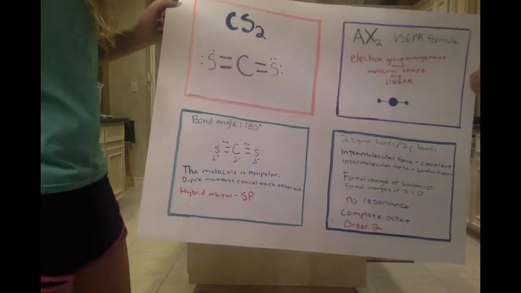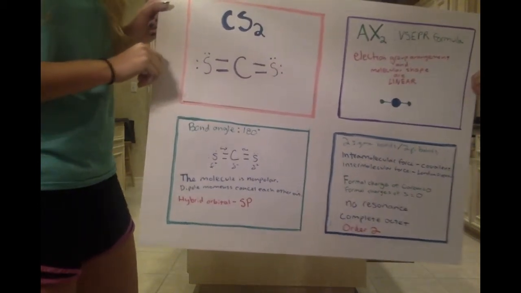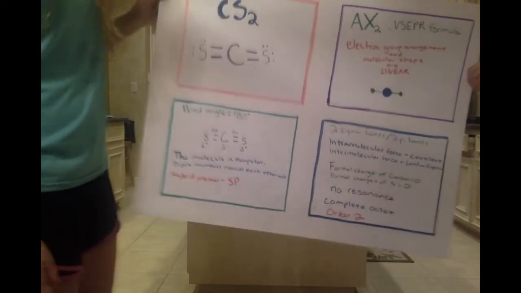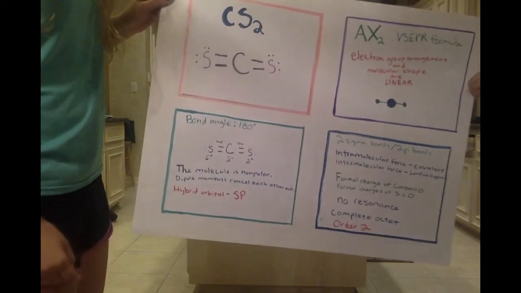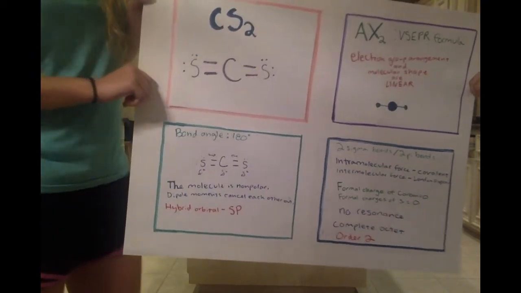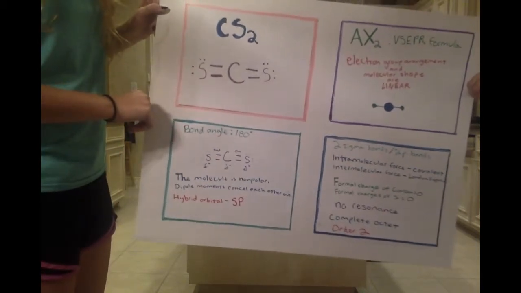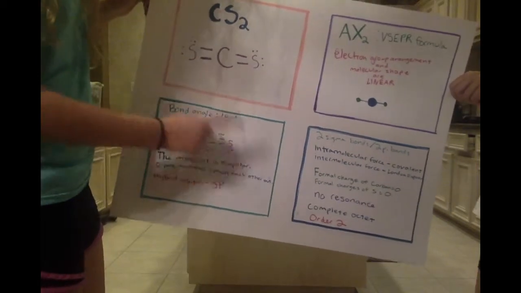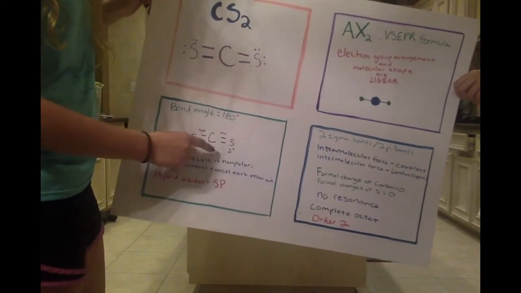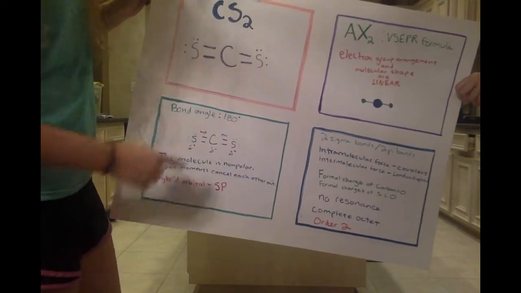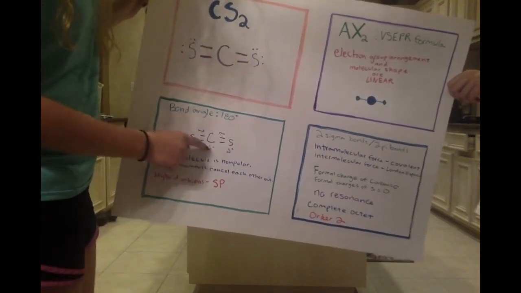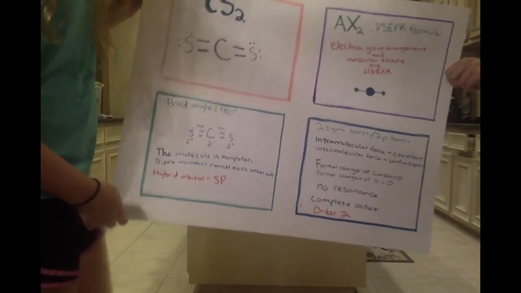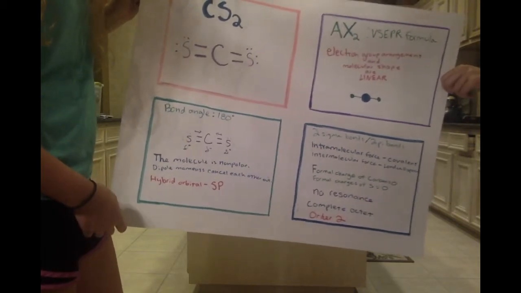The electron group arrangement and the molecular shape are both linear, and here is just a little picture I drew for the linear molecule. The bond angle for CS2 is exactly 180 degrees, and that's because it's nonpolar, so there's no lone pairs weighing it down. And over here, it shows partially positive and partially negative. So here, C is partially negative and the S's are partially positive. The molecule is nonpolar because the dipole moments cancel each other out.